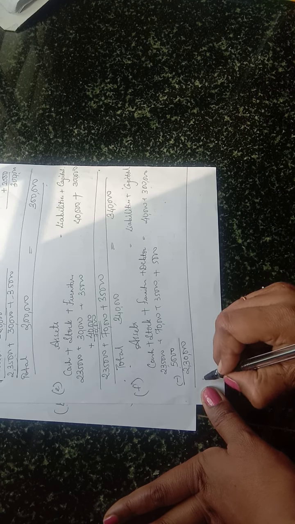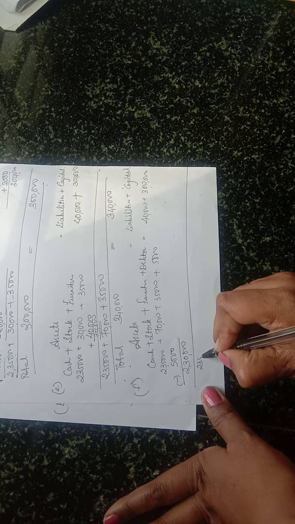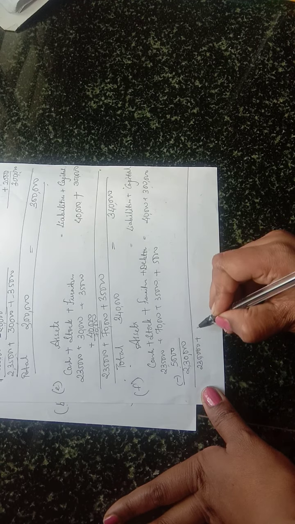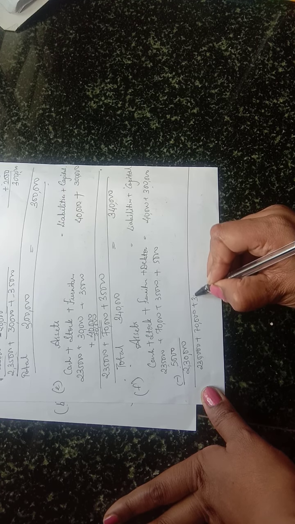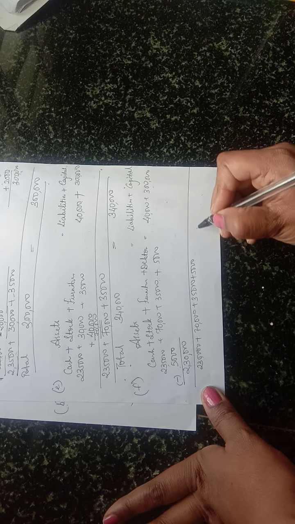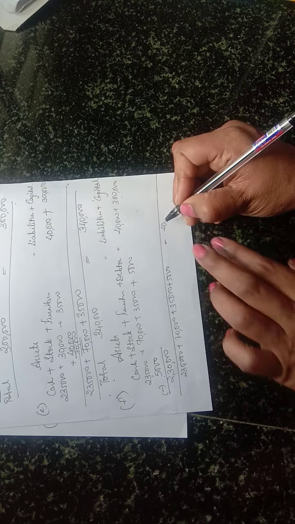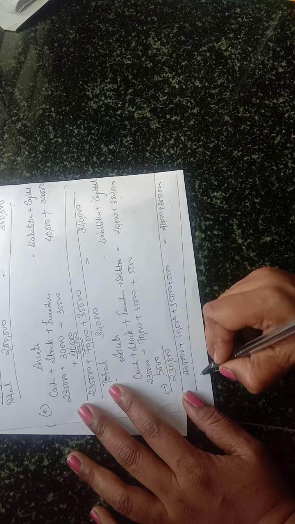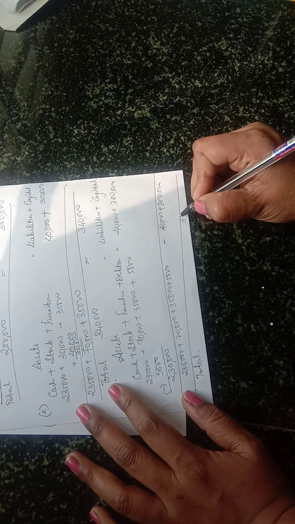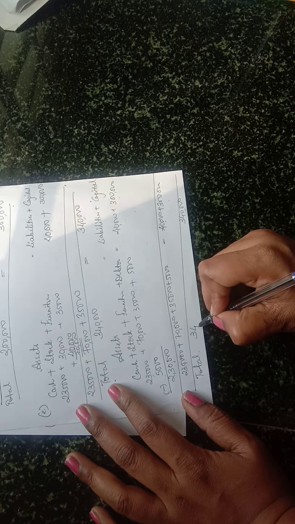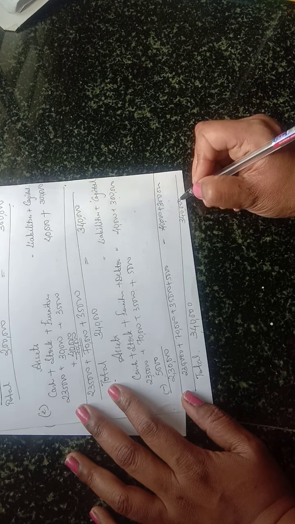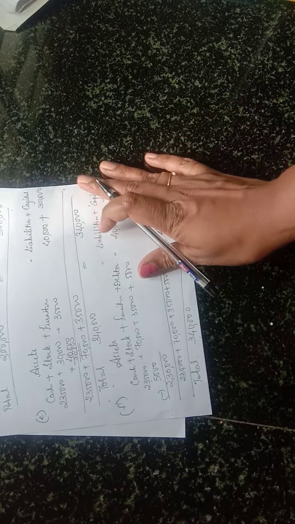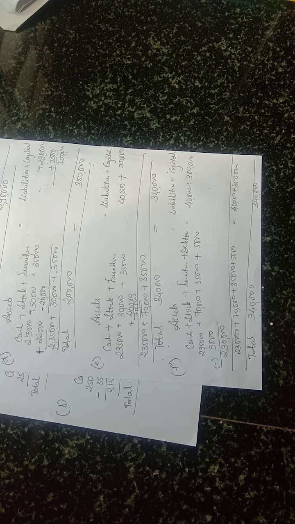Right? So total it: 2,30,000 plus 70,000 plus 35,000 plus 5,000, and here 40,000 plus 3 lakhs. Okay, so total it is 3,40,000, and this side also 3,40,000. Right? Hope you are understanding it. Very easy. Practice it. Okay. That's all for today's class. Thank you.